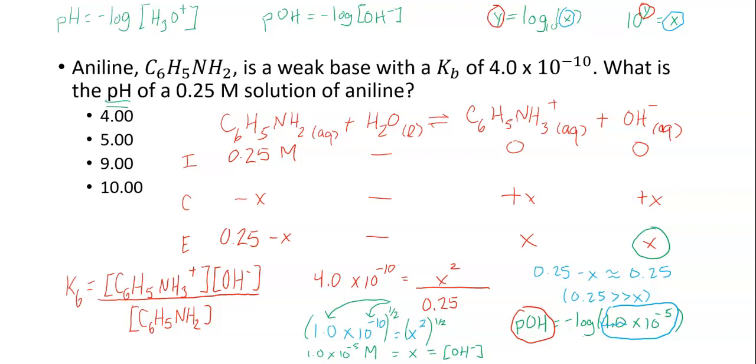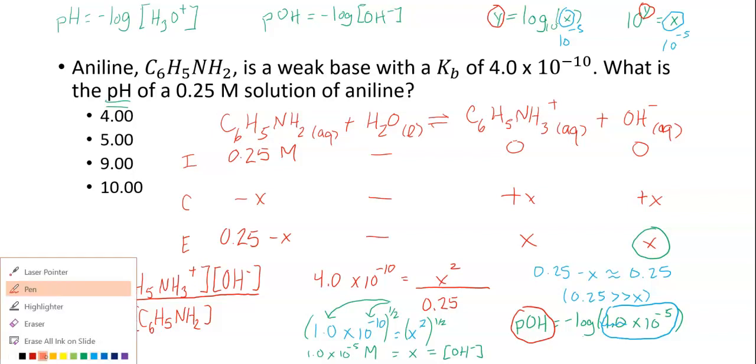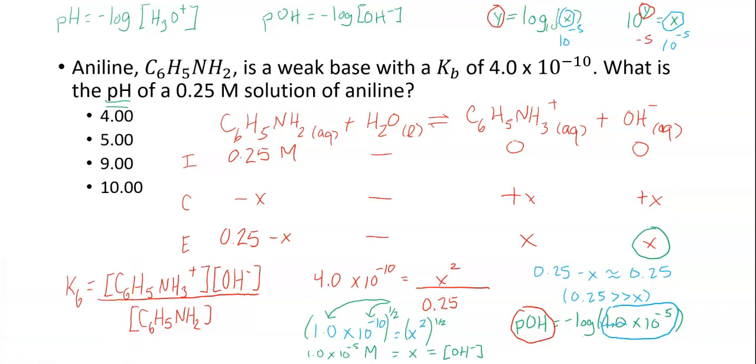So 10 to what power is equal to 10 to the negative fifth? Well, obviously it's 10 to the negative fifth power. So y is obviously negative 5. Okay, so the log of 10 to the negative fifth is negative 5. But remember, the pOH is the negative log. So that means the pOH is 5, because we have to take the negative of negative 5. So pOH is 5.